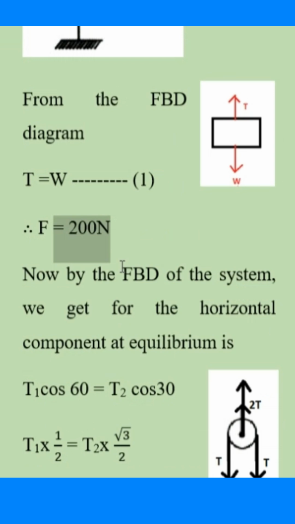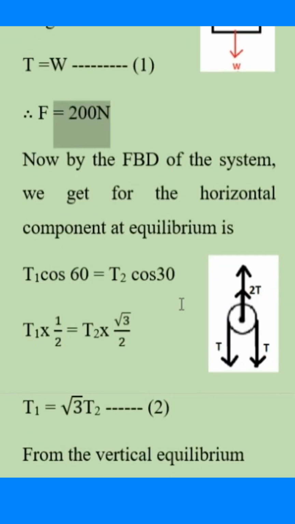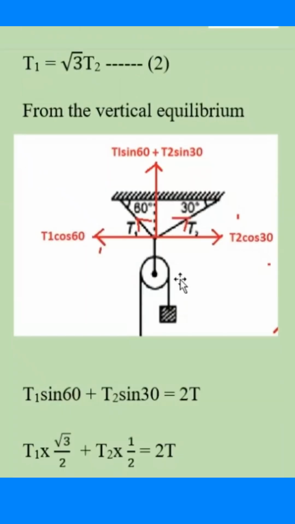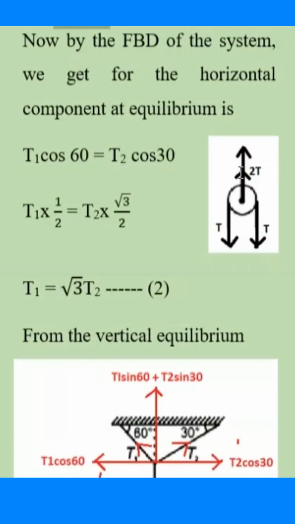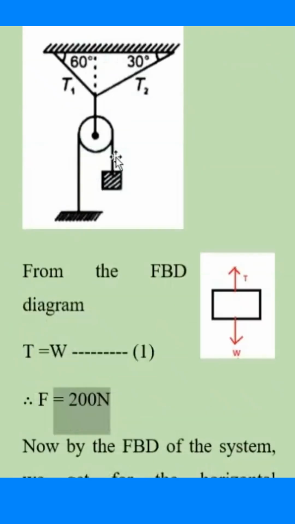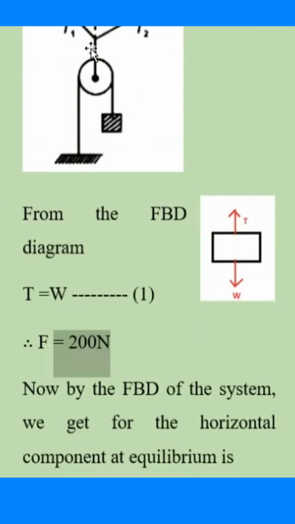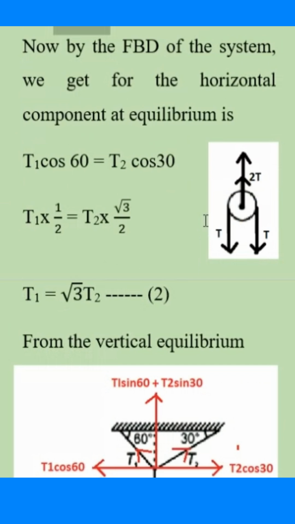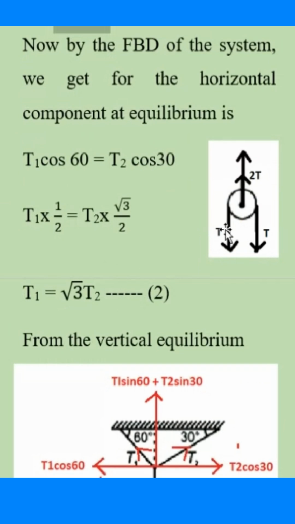Then now look at the free body diagram of the system. That means this pulley and all these things upside. You know that on this pulley, this side tension is T. So I already marked here the upside tension is T. So automatically this side tension also will be T. So the string above the pulley will be 2T. That is what I have shown here in this FBD diagram.